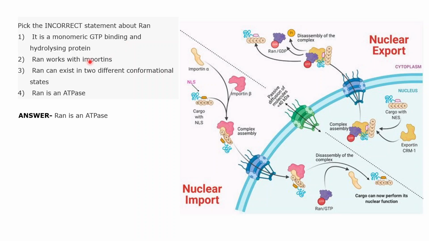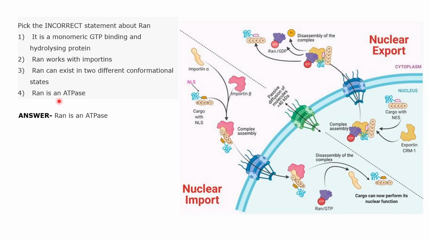And RAN works with importing. If you look into the statement, it works with importing. So that's basically correct. But it can also interact with exporting, right? So RAN can work with importing as well as exporting. But from the statement's point of view, this statement is correct. And RAN can exist in two different conformational states. Yeah, basically it can exist between two different conformational states. One is the GTP bound state, and another one is the GDP bound state. When it is getting hydrolyzed, it gets converted from a GTP to a GDP bound state.